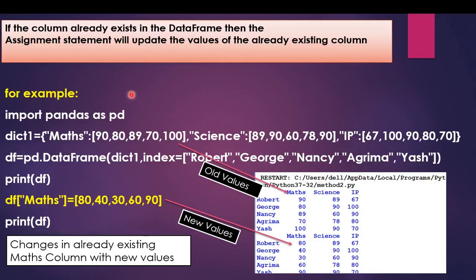Now what will happen if the column already exists and you are trying to update the values? The statement will be like this, df maths equals 80, 40, 30, 60, 90. That means now instead of setting only a single value to the entire column maths, we are updating all the values of the column maths, and you can see the output here. Previously it was 90, 80, 89, 70, 100. But after updating, the values of column maths are 80, 40, 30, 60 and 90.